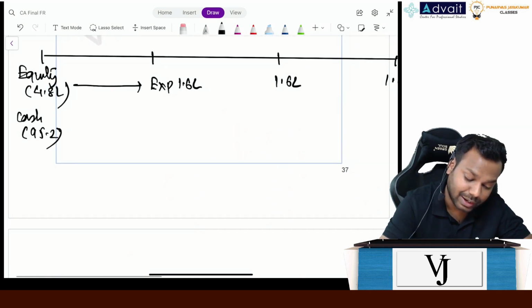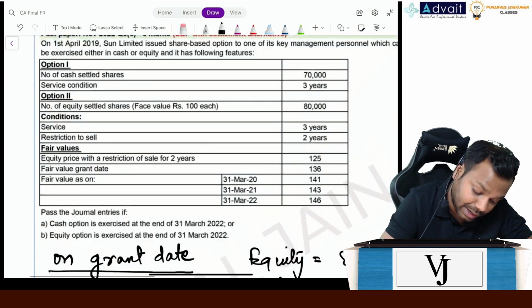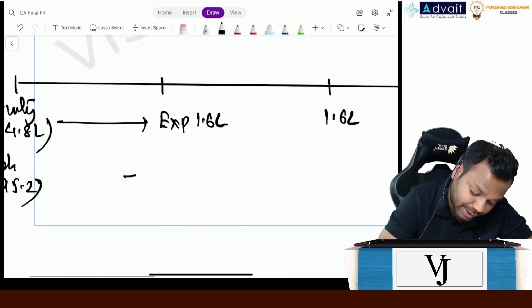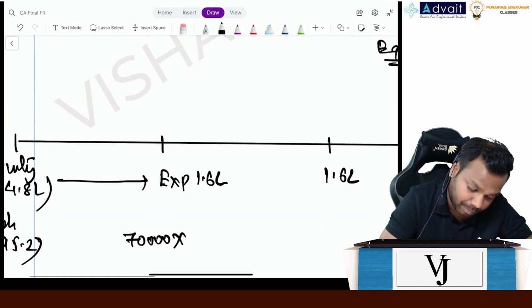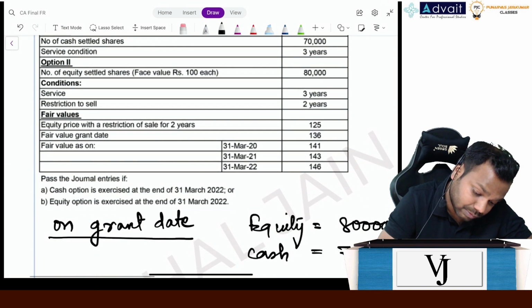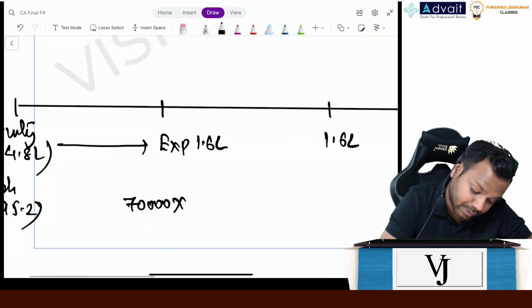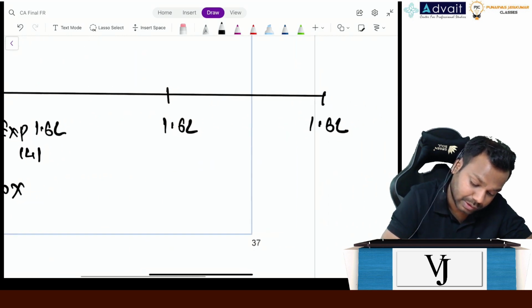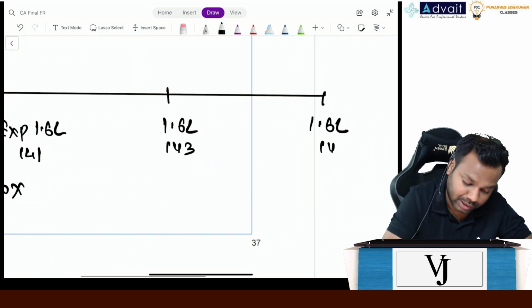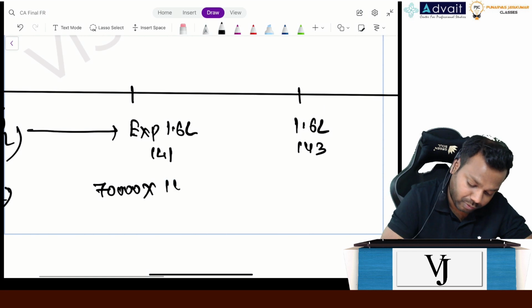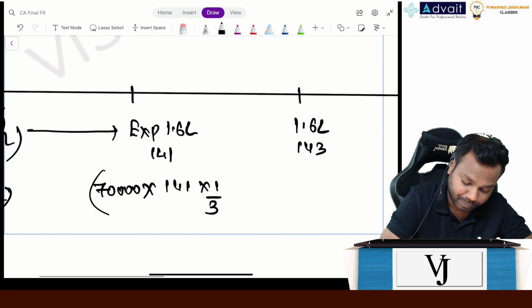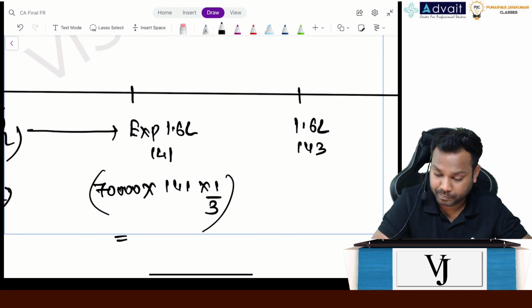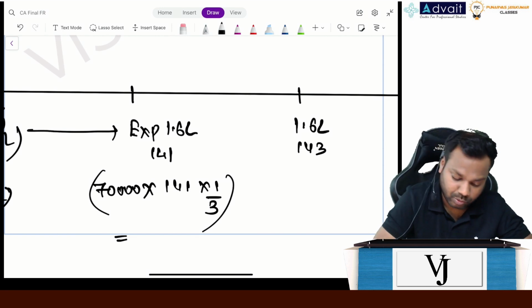For cash, what do we do? We'll calculate on every year. So that is 70,000. Let's calculate it. 70,000 multiplied by 141. I'll write the fair value here: 141, 143, 146. Into 141 into 1 by 3. So what is the amount? 32.9 lakhs.